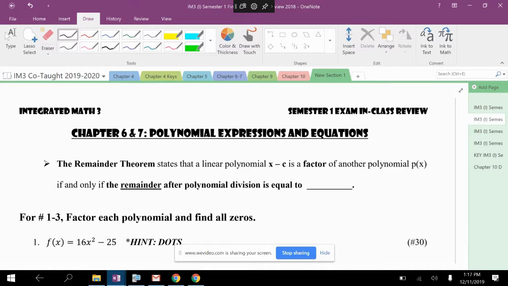The remainder theorem, who remembers? In order to be a factor, what is the remainder? What number? What'd you say? Not 1. 0. Very good. Okay, but I can see why you think 1. Okay, so again, because 8 divided by 4 is 2, it's not 2.5. It's just going to be 2.